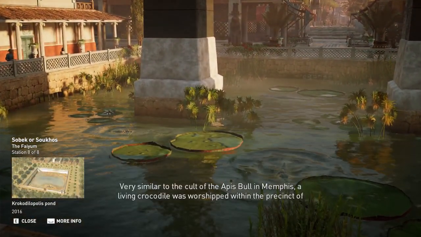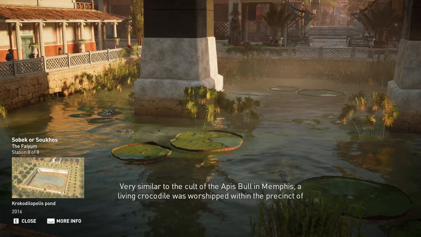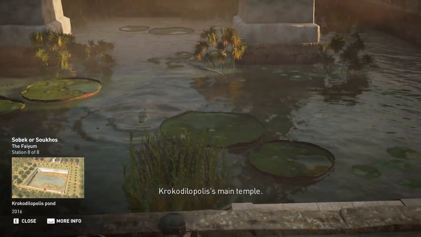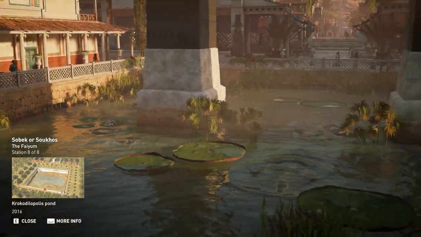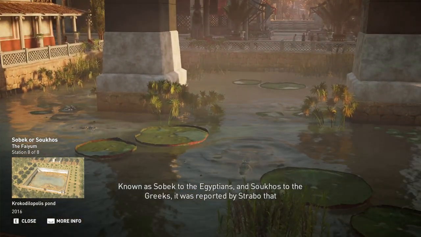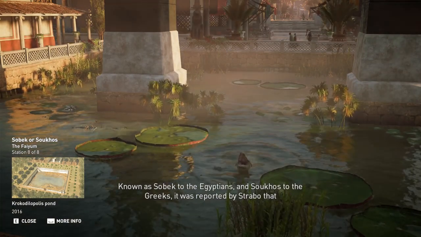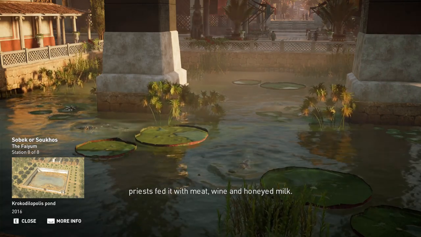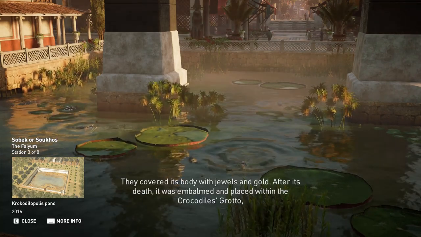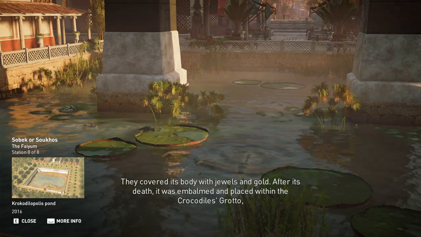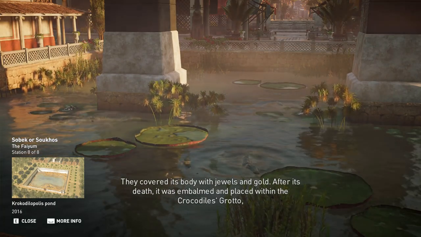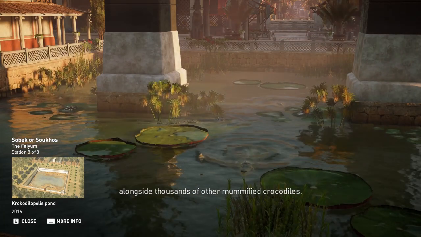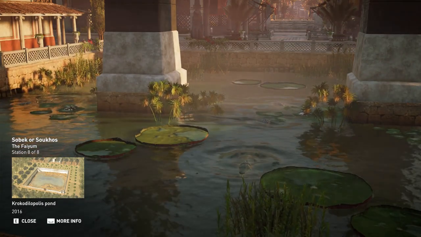Very similar to the cult of the Apis bull in Memphis, a living crocodile was worshipped within the precinct of Crocodilopolis's main temple. Known as Sobek to the Egyptians and Sukkos to the Greeks, it was reported by Strabo that priests fed it with meat, wine, and honeyed milk. They covered its body with jewels and gold. After its death, it was embalmed and placed within the crocodile's grotto, alongside thousands of other mummified crocodiles.